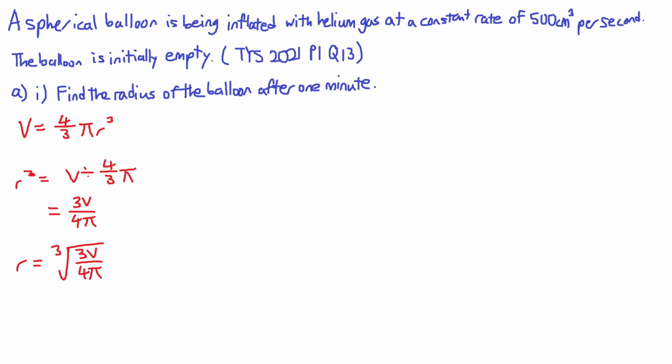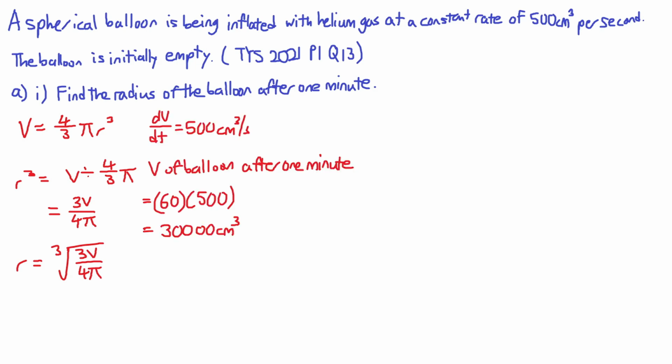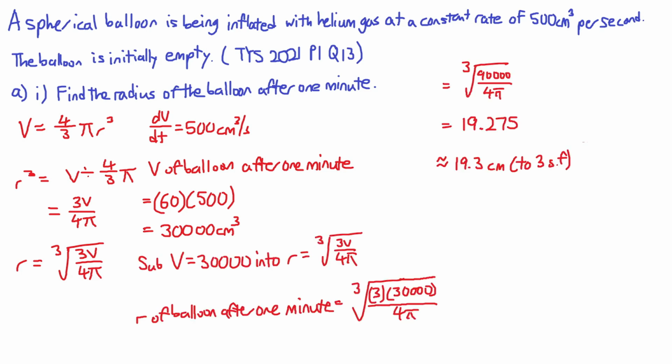Next, we find the volume of the balloon. Since the rate of change of volume of the balloon is already given, we can multiply that with 60 seconds to get 30,000 cm3. We simply then just substitute V equals 30,000 into the equation of r we had made earlier. To three significant figures, the radius of the balloon after 1 minute is 19.3 cm.